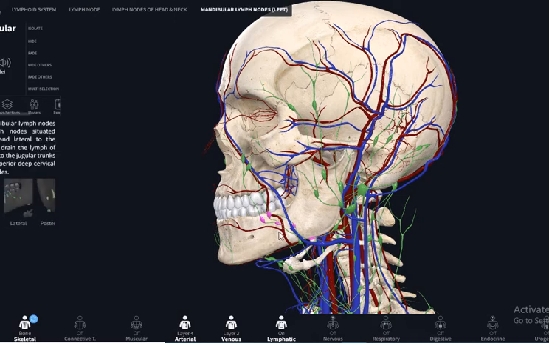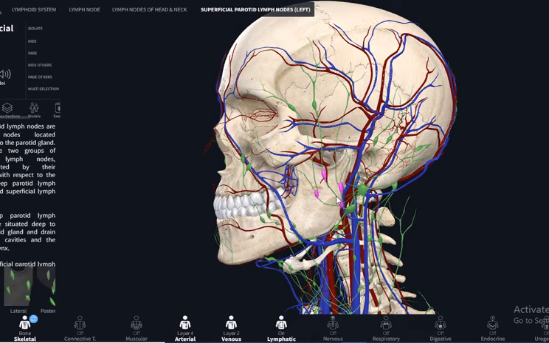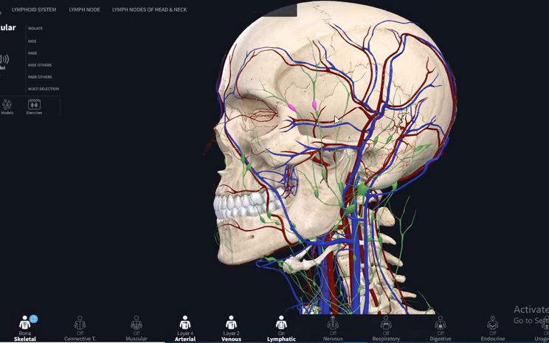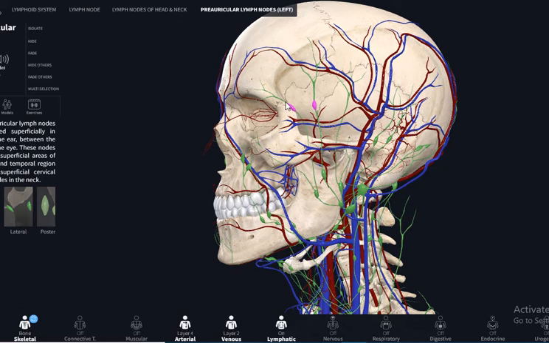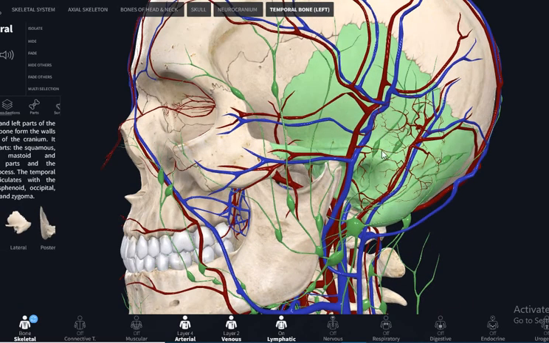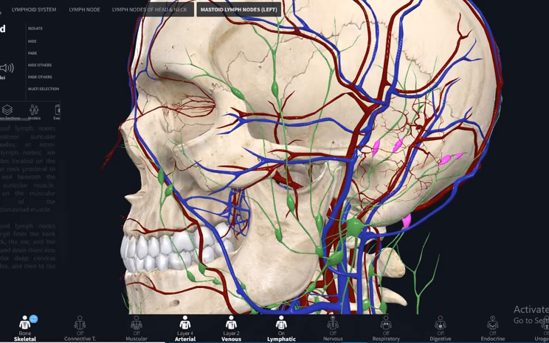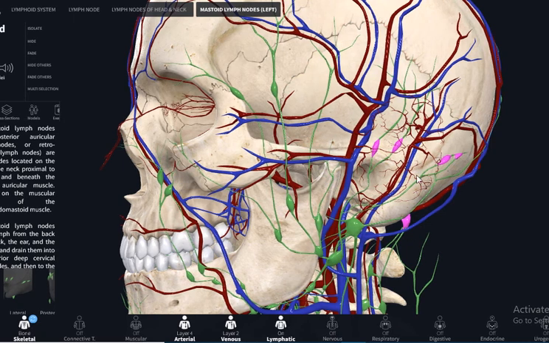These other lymph nodes here are the mandibular lymph nodes, which drain the mandibular region. These other lymph nodes here are the superficial parotid lymph nodes. They are going to drain the ramus of the mandible and the parotid gland. Then we have the pre-auricular lymph nodes, in front of the ear, and here the post-auricular lymph node. If you come closer, you have the post-auricular lymph node and the mastoid lymph node.